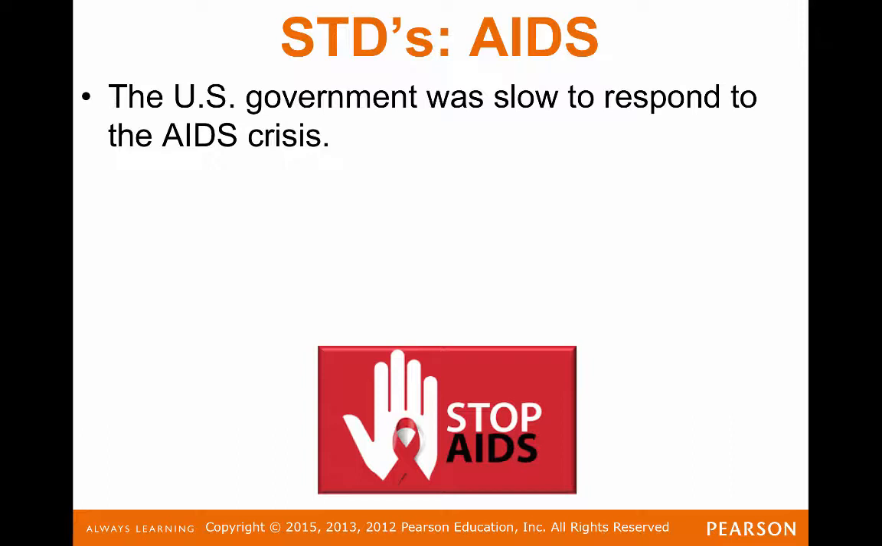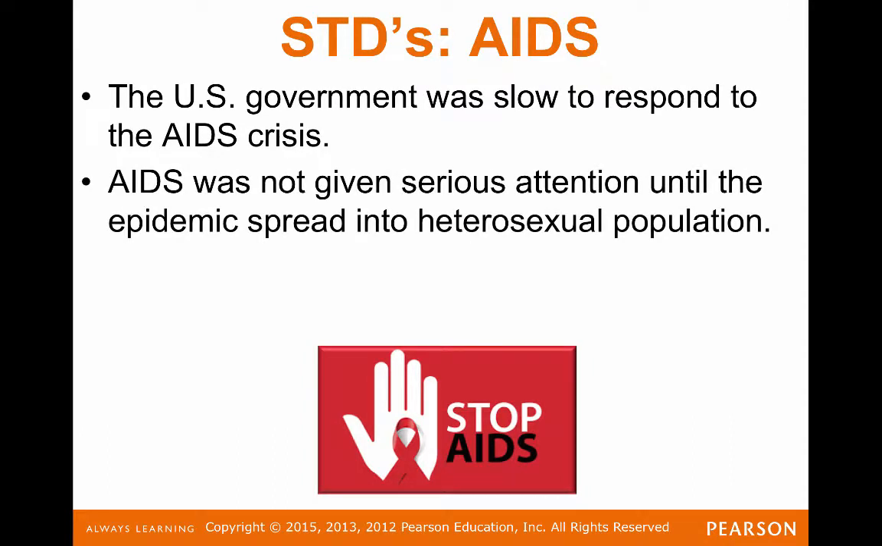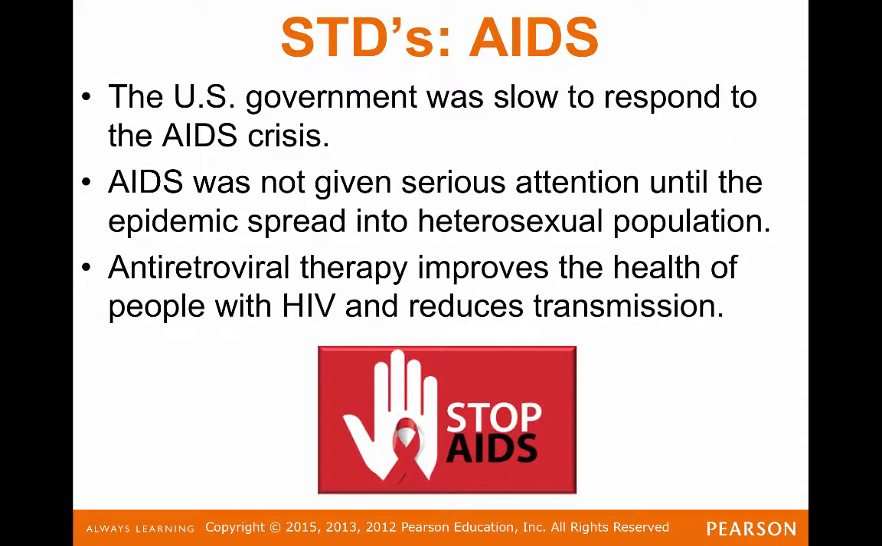And this was during the Reagan era where it was just kind of ignored for a few years, in the early years when you could really have intervened and stopped it from becoming an epidemic. So it was not given serious attention until the epidemic spread into the heterosexual population. Then it was a problem. And that's why it's still an ongoing issue that could have been addressed in the early 80s. So antiretroviral therapy improves the health of people with HIV and reduces transmission. So there are drugs that if you have it, you can take, and your partner would also take another drug as well to suppress the ability for you to spread this through sexual contact.